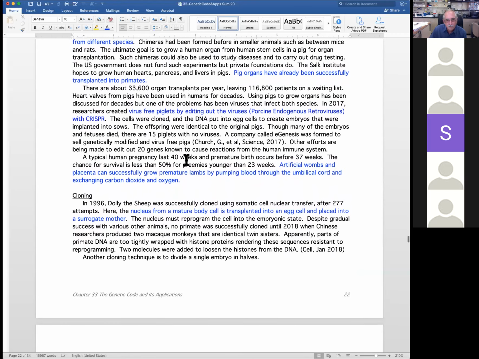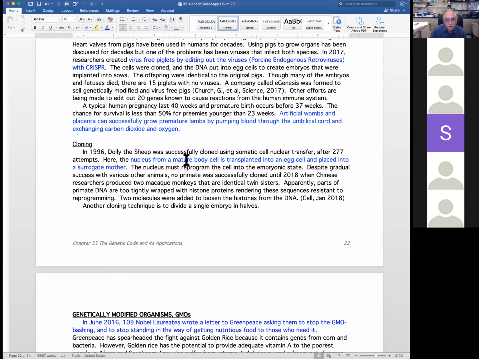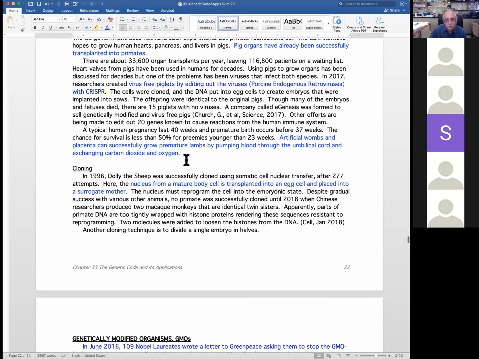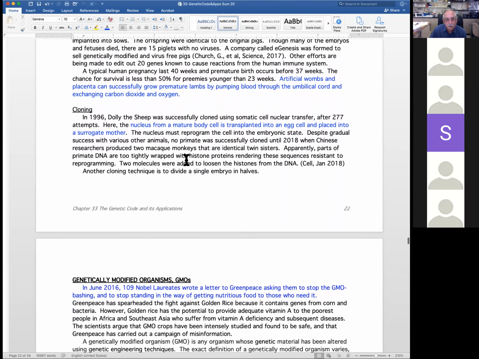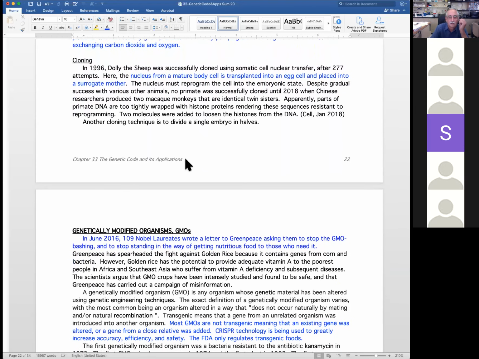So a couple other things in there. They're talking about making artificial wombs, all kinds of different stuff. Then cloning. Yeah, I'm sure you've heard about cloning. So in 1996, they made Dolly the sheep. And everybody thought, oh, wow, that's so amazing. That was doing somatic cell nuclear transfer. But it took 277 attempts.